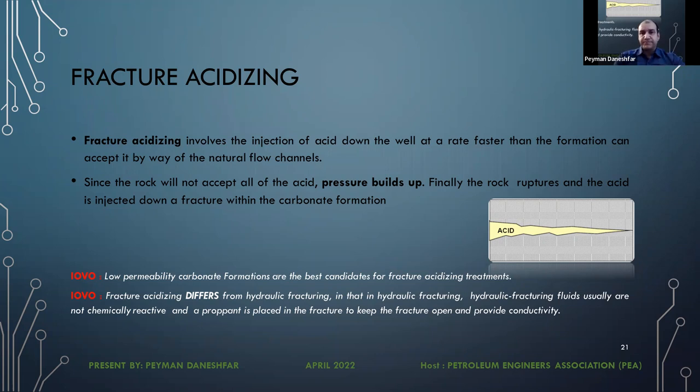Guys, fracture acidizing and hydraulic fracturing are often mistaken for each other. Fracture acidizing, as the name says, is done by acid. But in hydraulic fracturing, you use a special fluid with some proppant to do the fracturing. As you can see here, fracture acidizing differs from hydraulic fracturing.